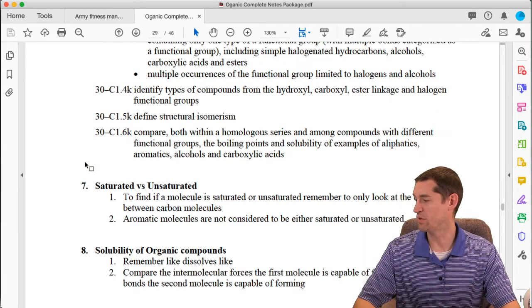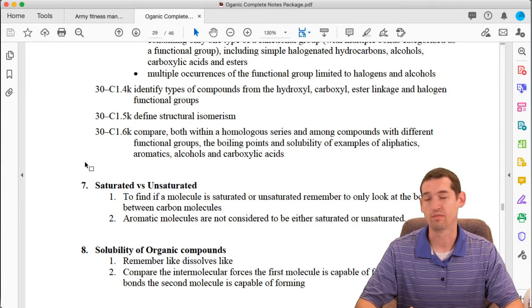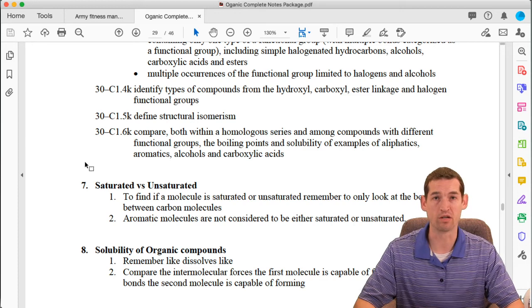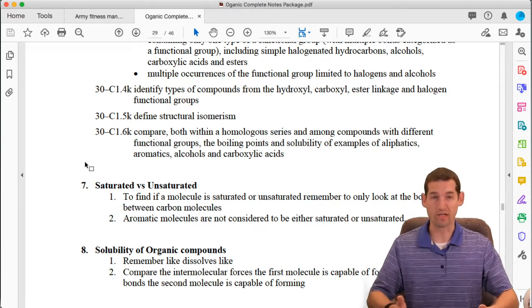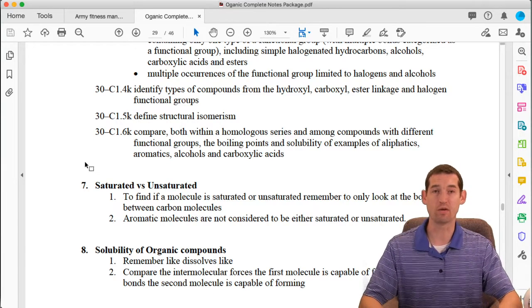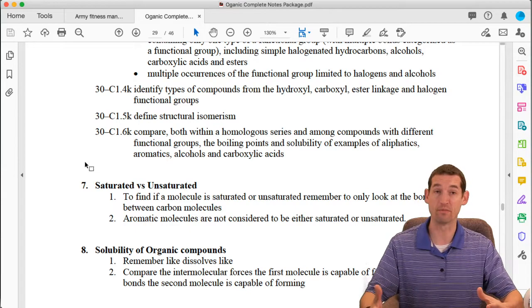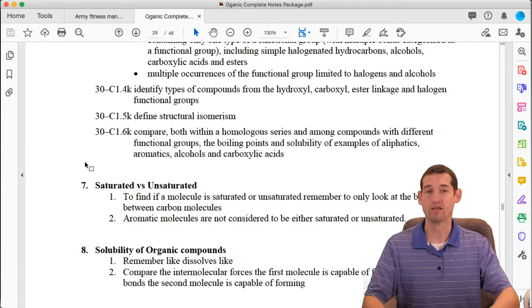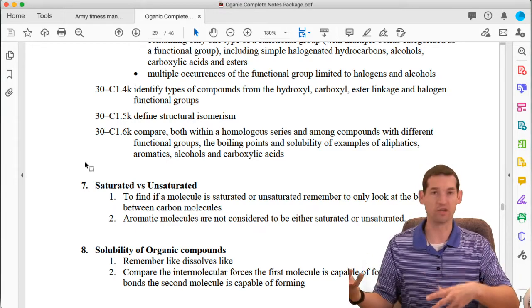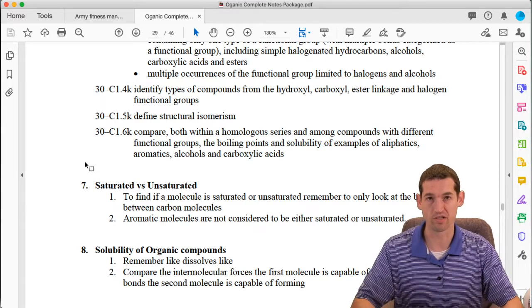The last one here, 1.6, is that you need to be able to compare the boiling points and the solubility among the molecules. And I'm only going to ever do this in one of 2 ways. The first one is within the same homologous series, and make sure you know that term homologous series means like a family. So if I say the homologous series of ethanol, the rest of that series would be like methanol, propanol, butanol, etc. That's a homologous series.